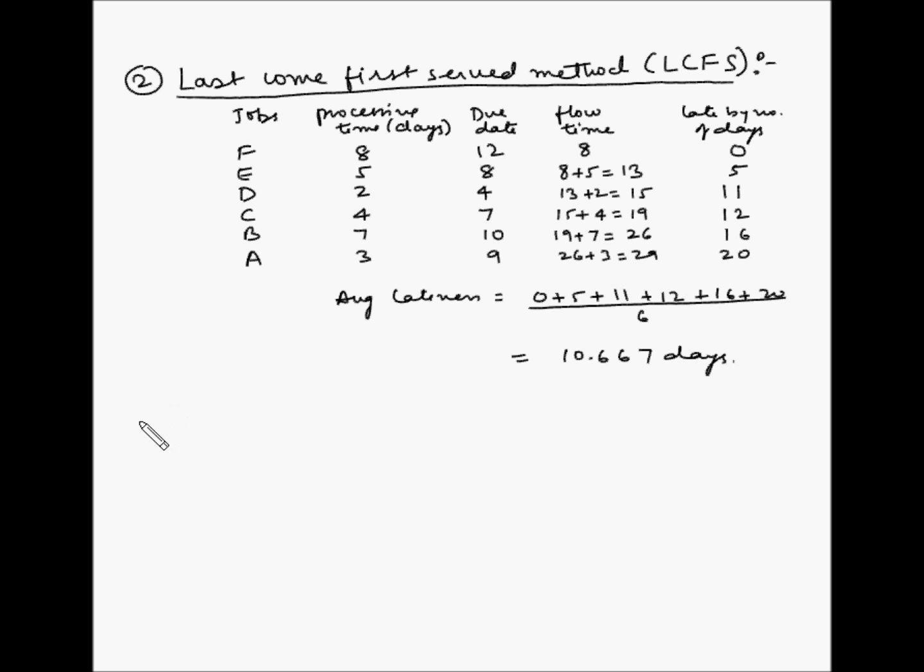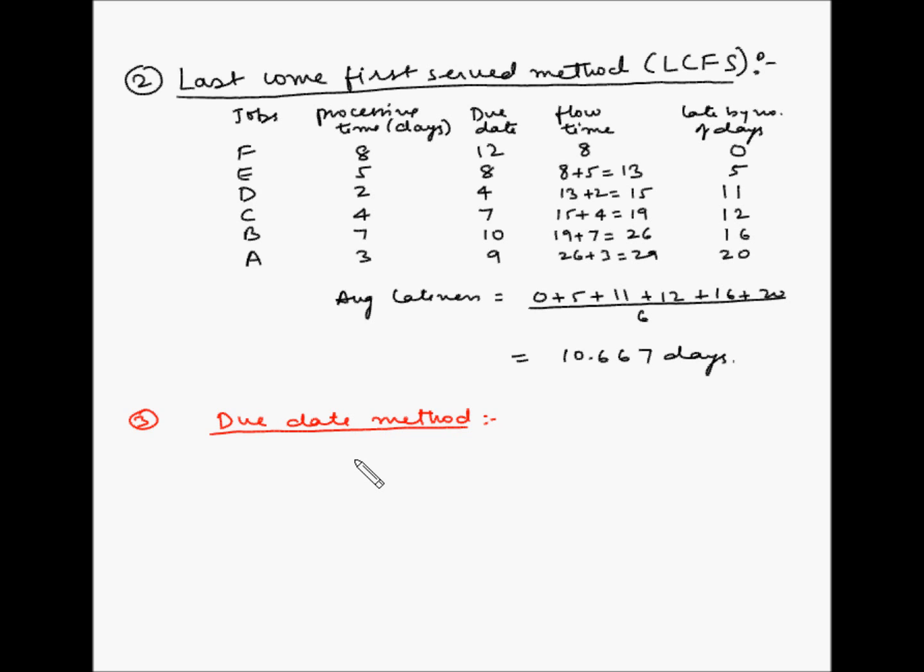Now let us move to the next method, which is the due date method. In this method, the jobs are sequenced according to their due dates of delivery. So the job with the earliest due date is scheduled at the beginning of the sequence, while the job with the next early due date is scheduled after that.